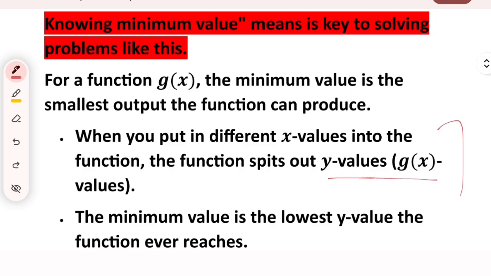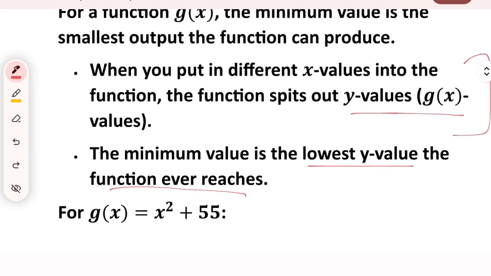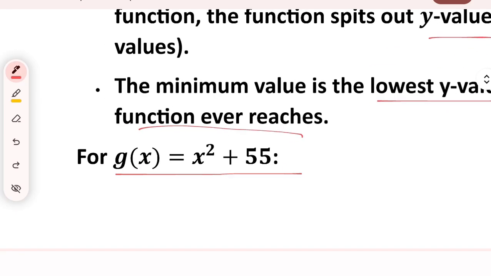So that is what the question is about. We need to find the minimum value, the lowest y value that the function could ever reach. So what do you think is the minimum value of the y or the function? If this is our function, g of x is equal to x squared plus 55, this is the given function.